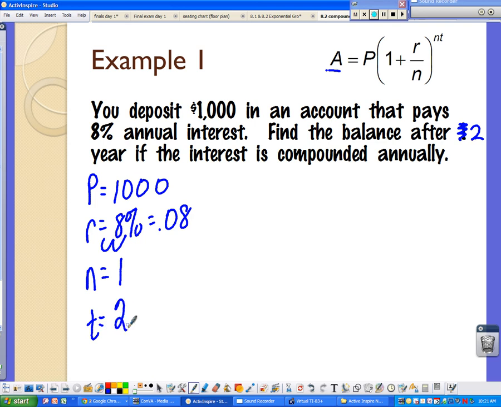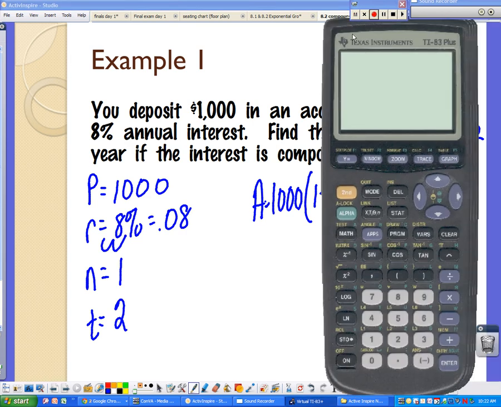So, the rest of this is just a matter of plugging it in. So A equals 1,000, parenthesis 1 plus 0.08 all over N, which is 1. Close the parenthesis. And I would suggest go ahead and multiplying these. So N times 2, we get 1 times 2, which is going to be 2. Okay?